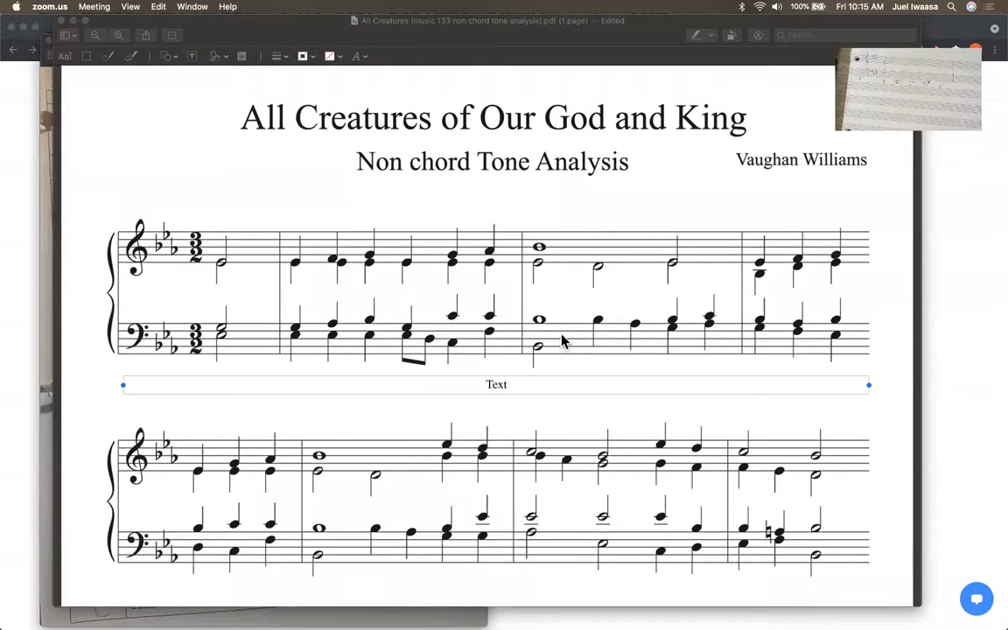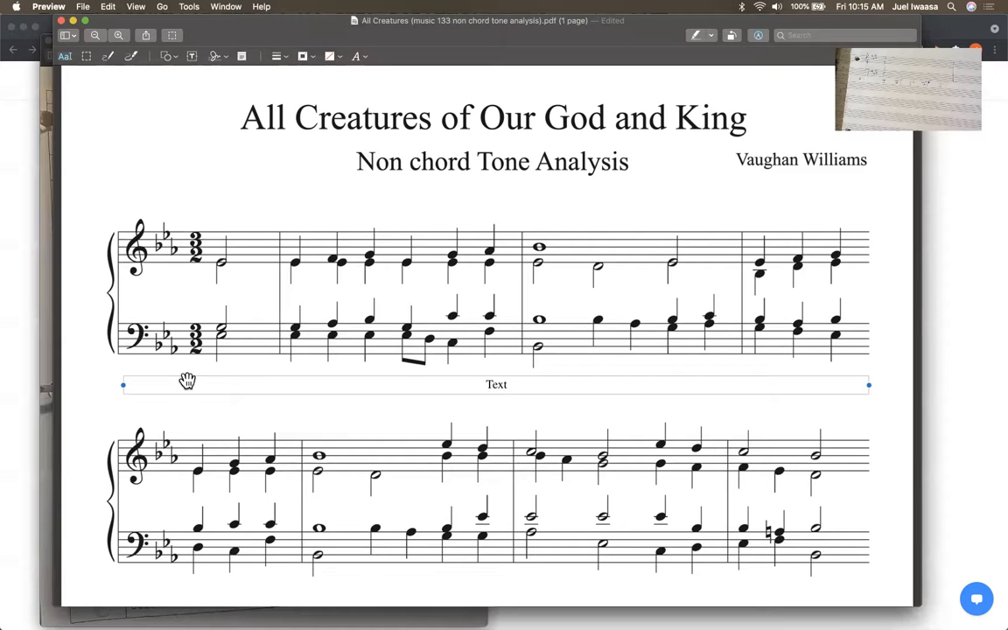So this is a PDF that's available in your folder for Music 133. And it's the first half of a song called All Creatures of Our God and King. What we're going to do for this class is go through this, and I'm going to do an analysis with you, and then you'll be able to see where you're at. By now, you should have had all the non-chord tones memorized.